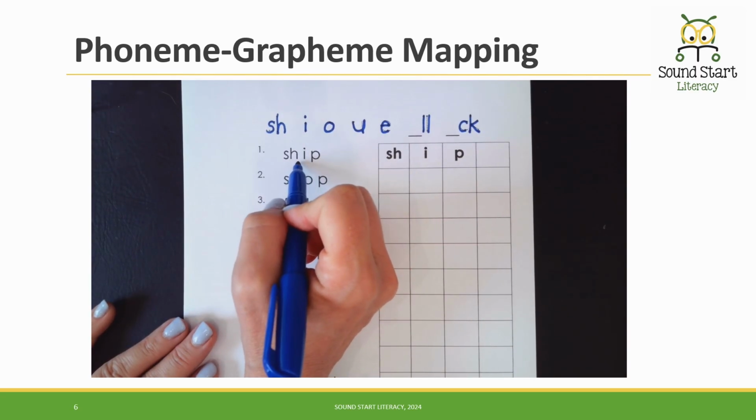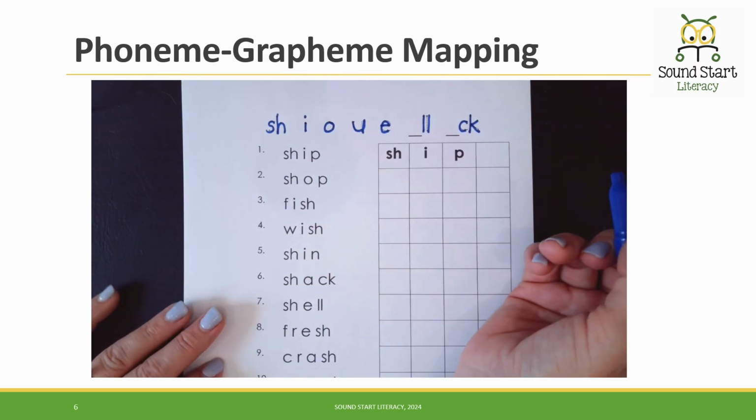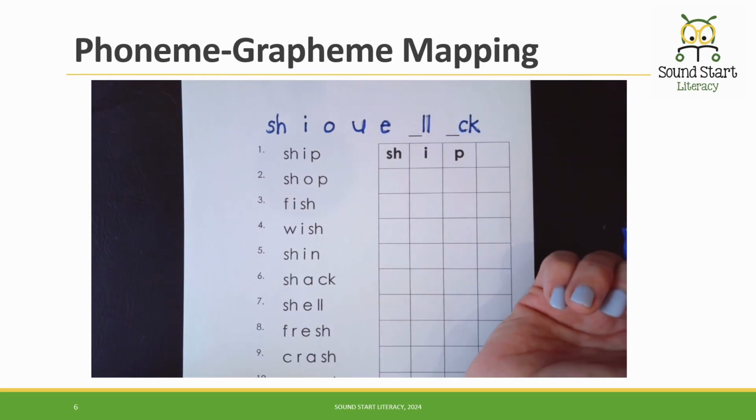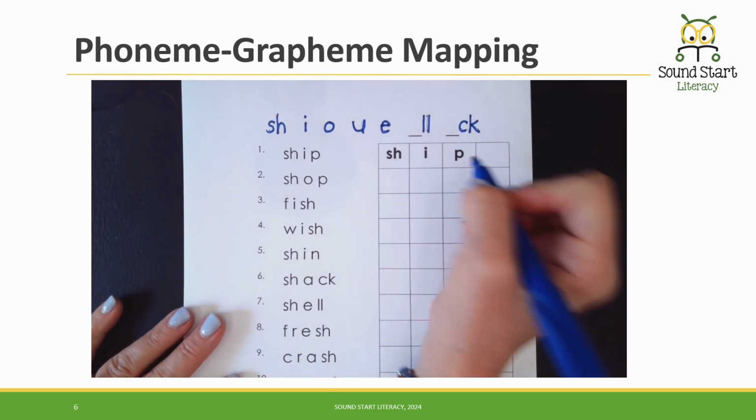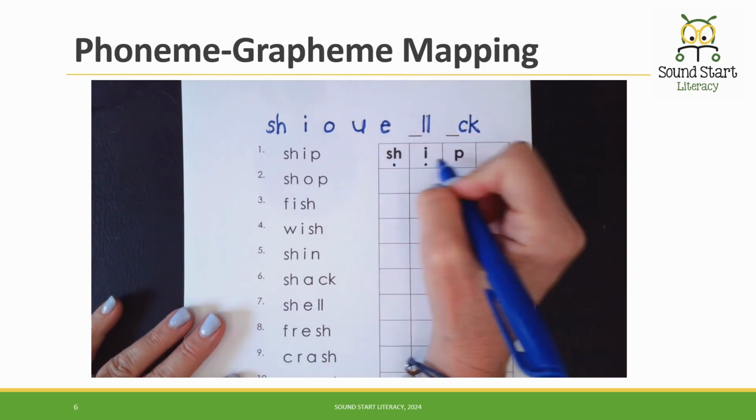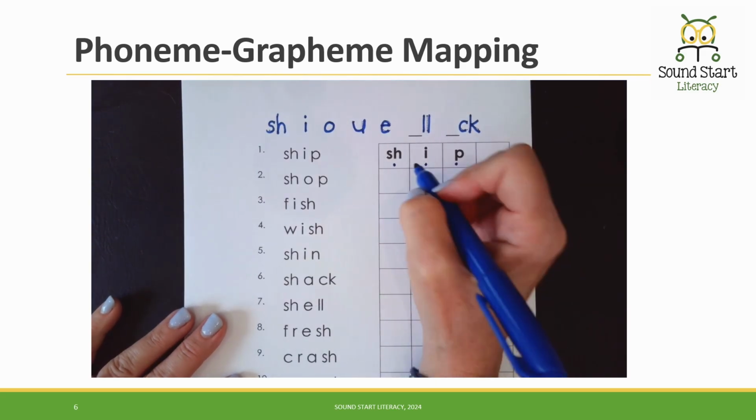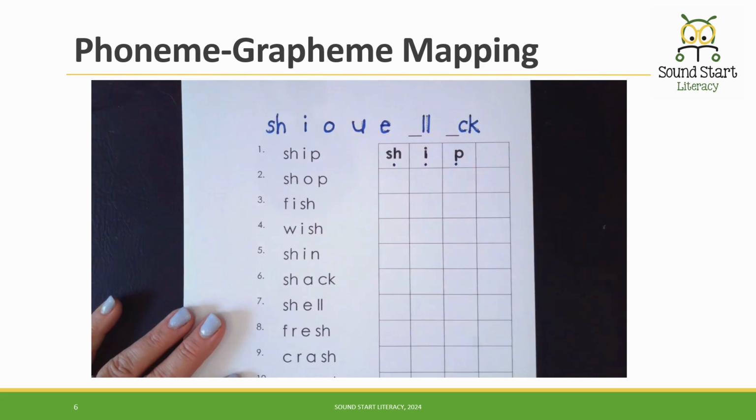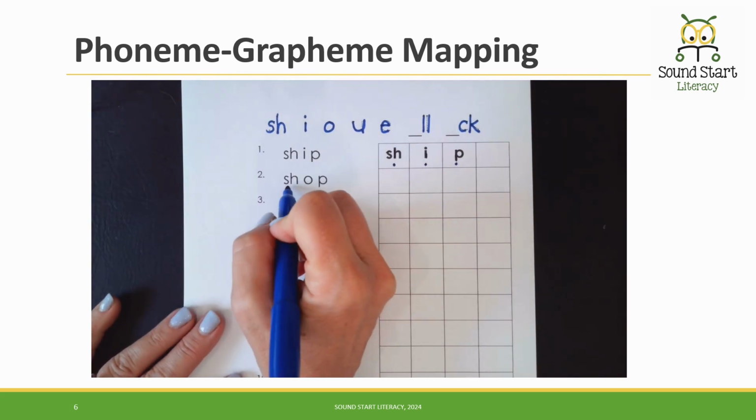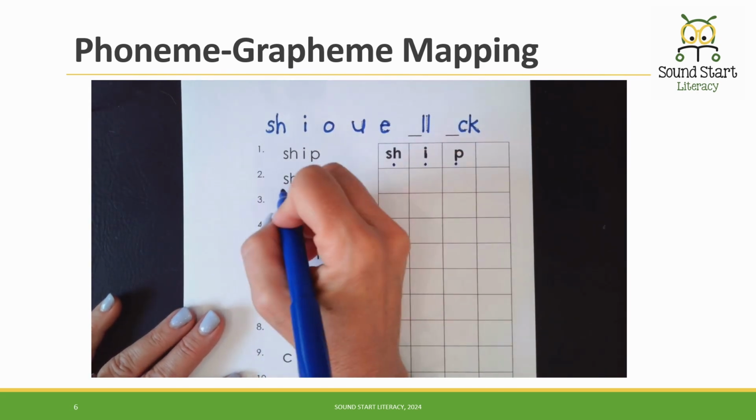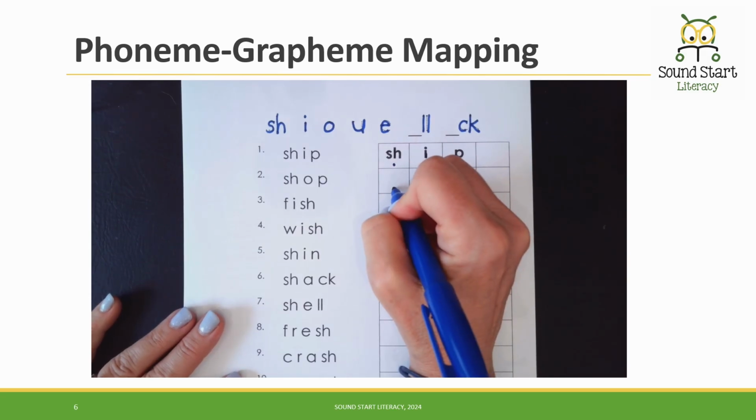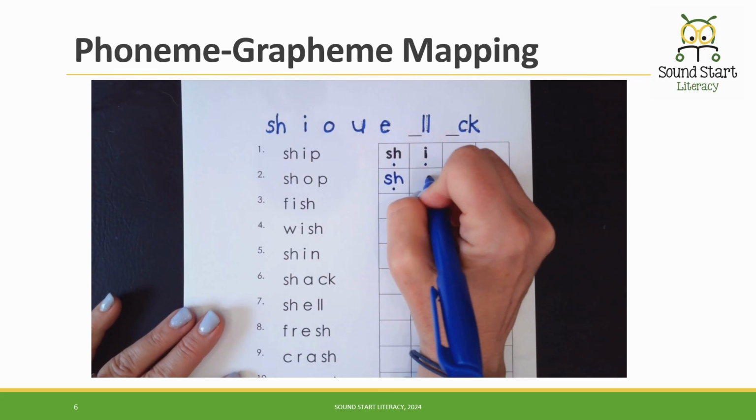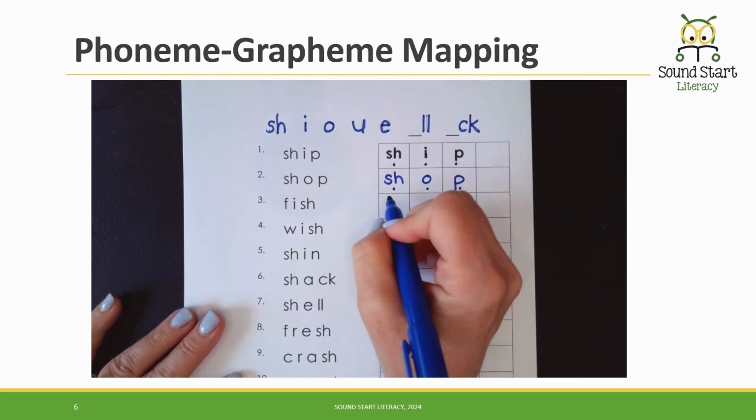Ship, ship. Now, depending on the child, if this is a student that really still needs that segmenting practice, you can have them dot, sh, i, p, and then have them write sh, i, p, and read it back, ship. Okay, I'll just do another few examples. Shop, shop. I'm going to shop at the store. Sh, o, p, say and write. Sh, o, p, read it back, shop.